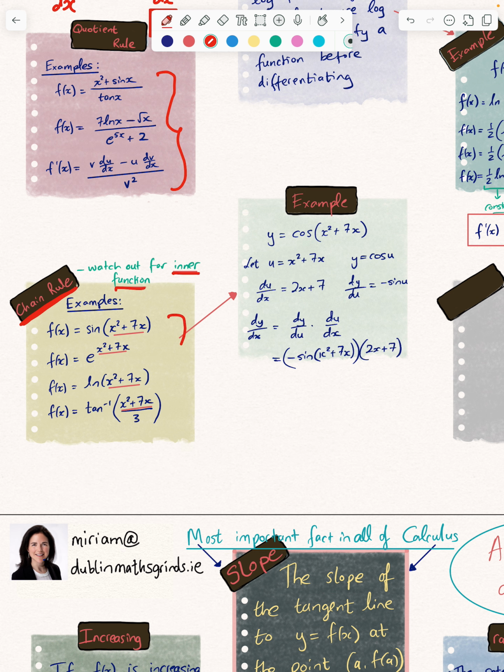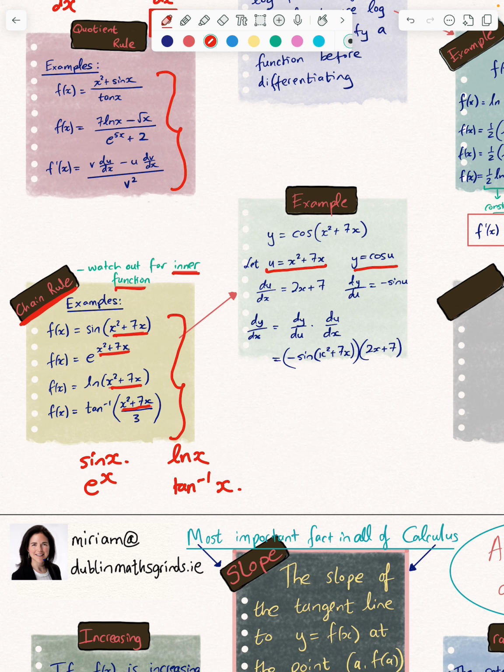So if you see a function, and on the inside, where there normally would be an x, like on page 25, you have the derivative of sine x, the derivative of e to the x, ln x, tan inverse of x. If where x usually is, there's a more complicated function than x, then you need the chain rule, and you let u be the inner part.